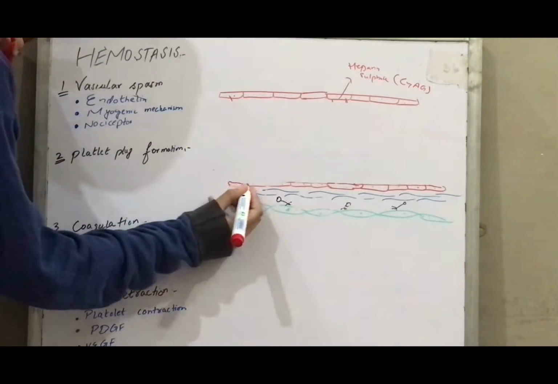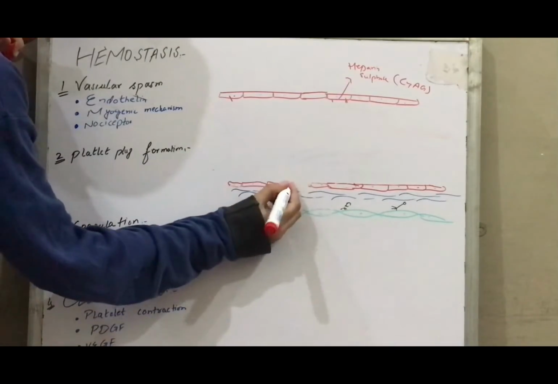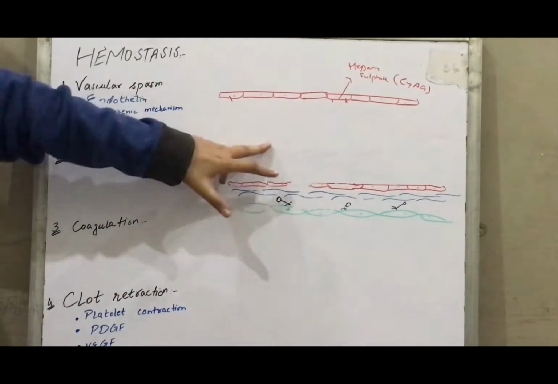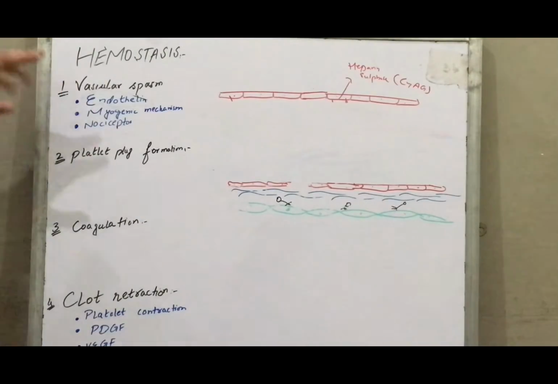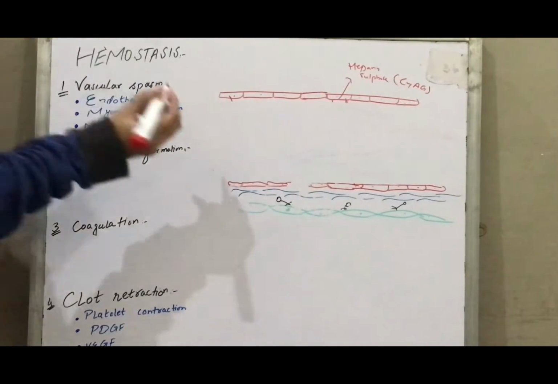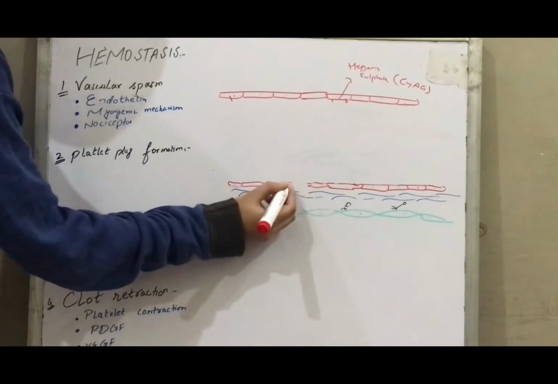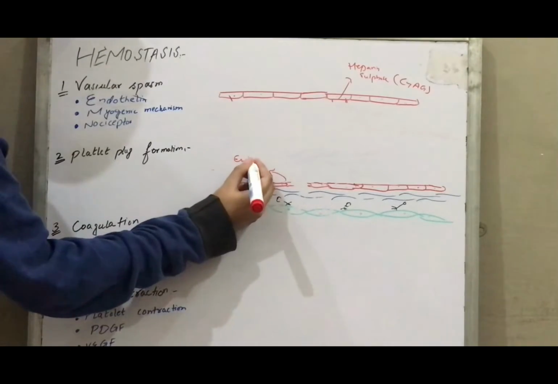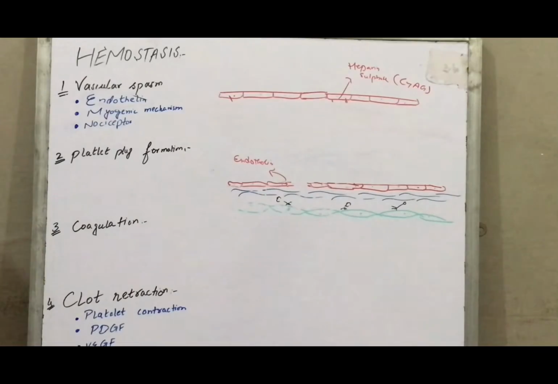Whenever there is an injury, consider here is an injury. So there is endothelial layer damage. First step we have studied, that is vascular spasm. Now how does vascular spasm occur? Whenever there is endothelial injury, our injured endothelial cells release endothelin. And endothelin is a potent vasoconstrictor.